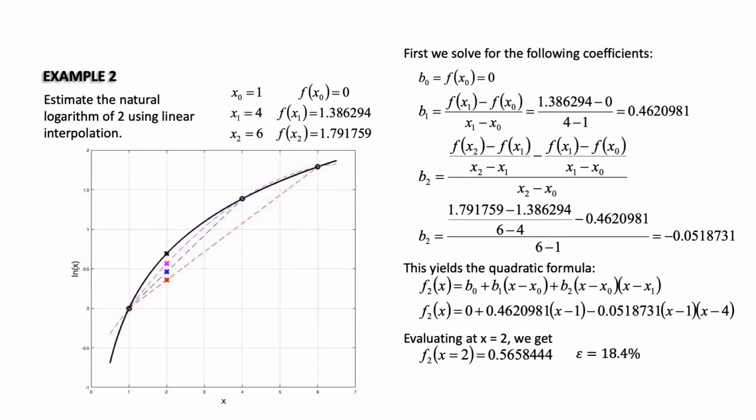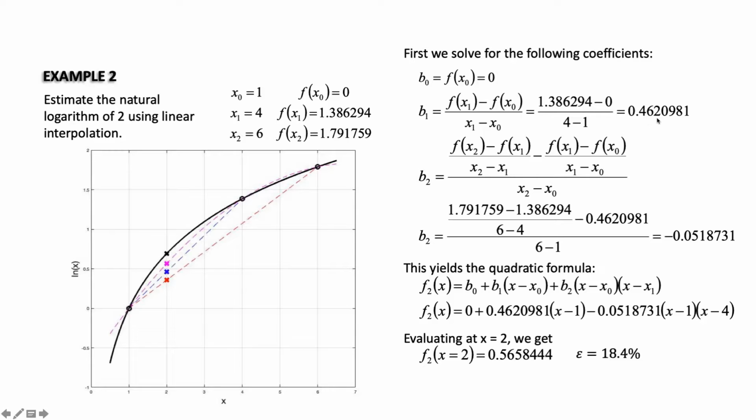Let's consider the same example, but this time we're going to use quadratic interpolation. So we estimate the natural logarithm of 2, previously using linear interpolation. We have these three data points. And first, we solve for the following coefficients, b0, b1, and b2. We know that b0 is equal to f of x0, and since f of x0 is equal to 0, b0 is equal to 0. Now b1 is equal to f of x1 minus f of x0, all over x1 minus x0. So 1.386294 minus 0 divided by 4 minus 1.